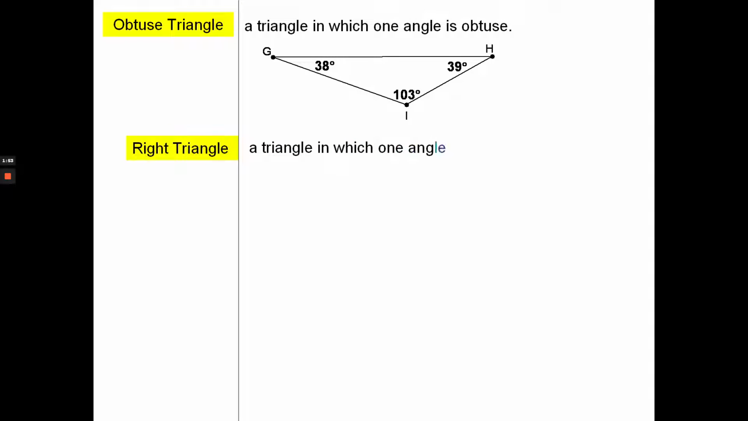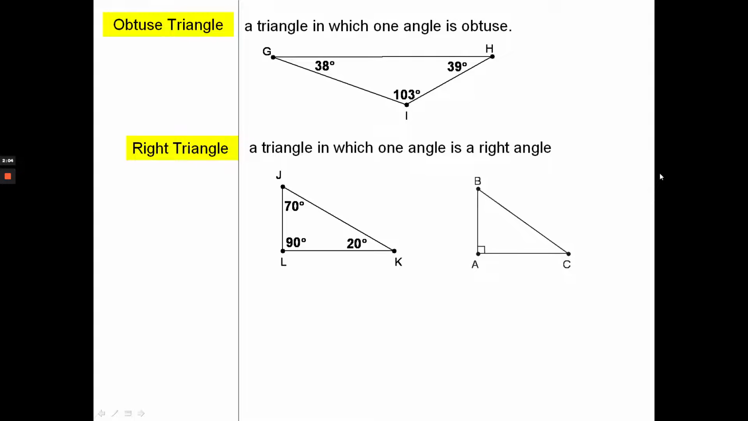A right triangle is a triangle in which one angle is a right angle. Okay, there's various ways to see this. We could have it as a 90-degree angle labeled 90 degrees, or we could simply use the box. That means perpendicular, and perpendicular means right angle. So both of these triangles, triangle JLK and triangle ABC, are right triangles.